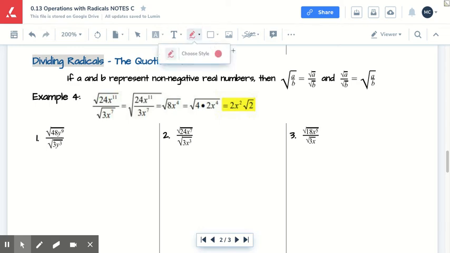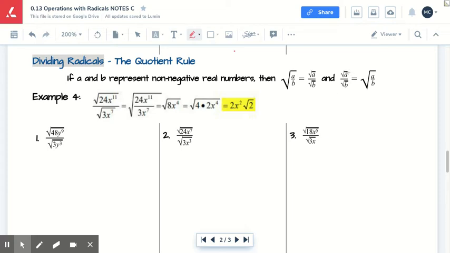Next will be dividing radicals. So if a and b represent non-negative real numbers, then the square root of a over b is equal to the square root of a over the square root of b. So if you have a fraction inside of a radical, you can actually break it up to where the radical is over just the numerator and the radical is just over the denominator. So that way you can deal with smaller problems.